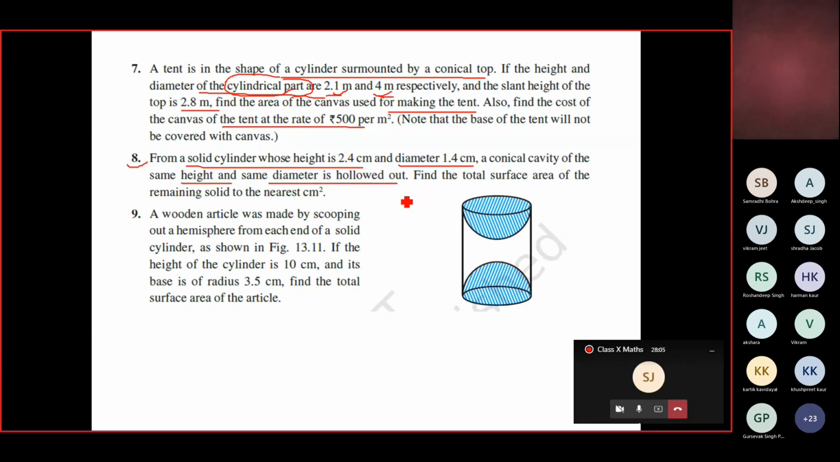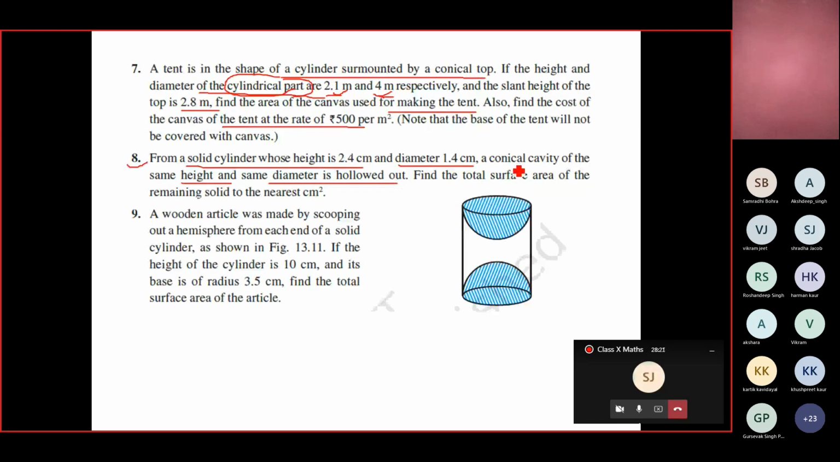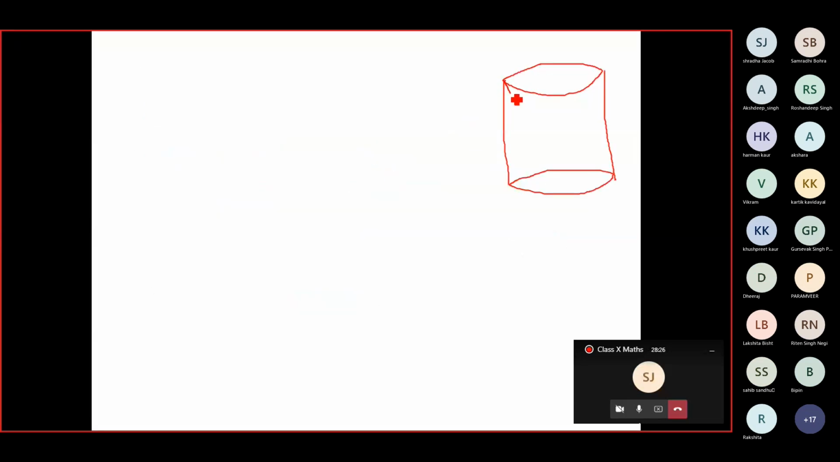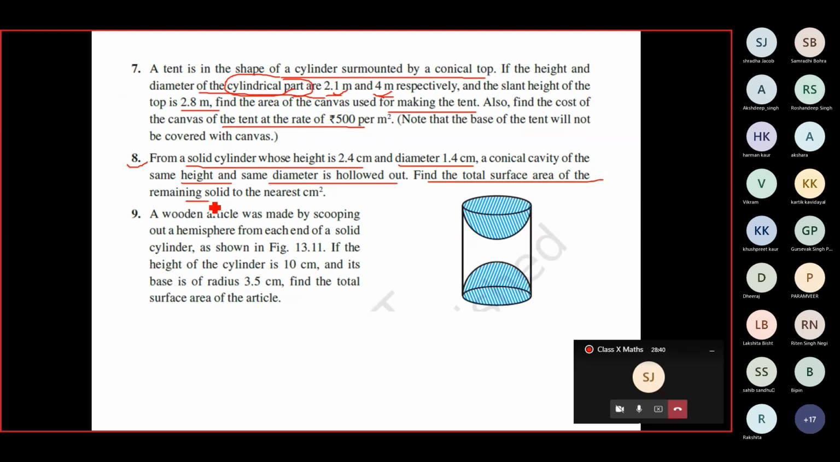Okay, so a solid cylinder at first, this kind of solid cylinder you have. So a conical cavity of the same height and same diameter is hollowed out. That means you have scooped out a cone from it like this. This much part you have scooped out, he's telling. So find the total surface area of the remaining solid to the nearest centimeter square.